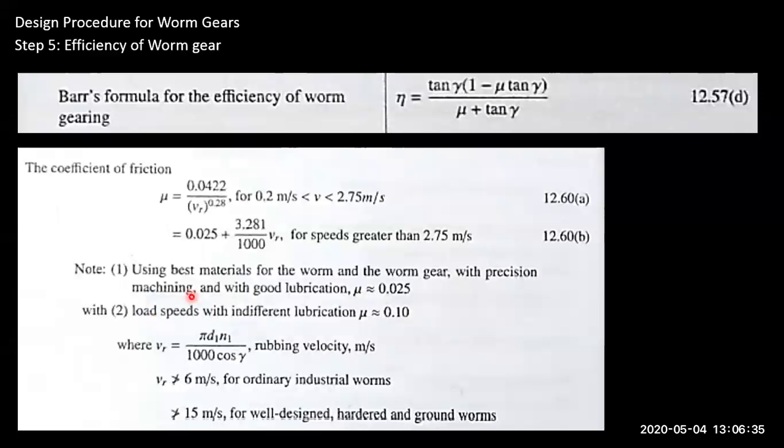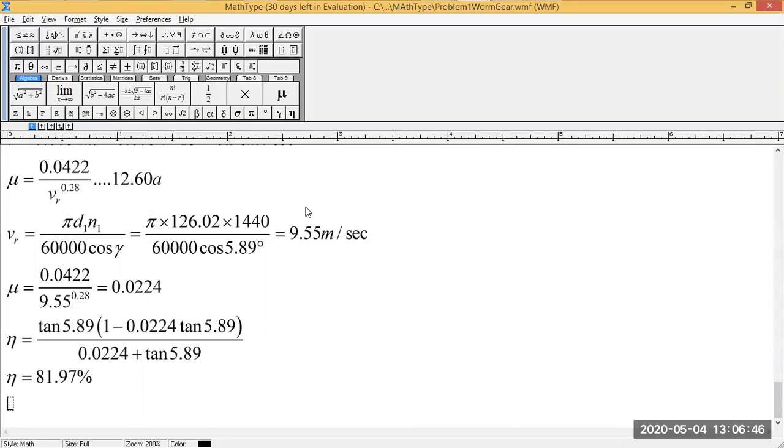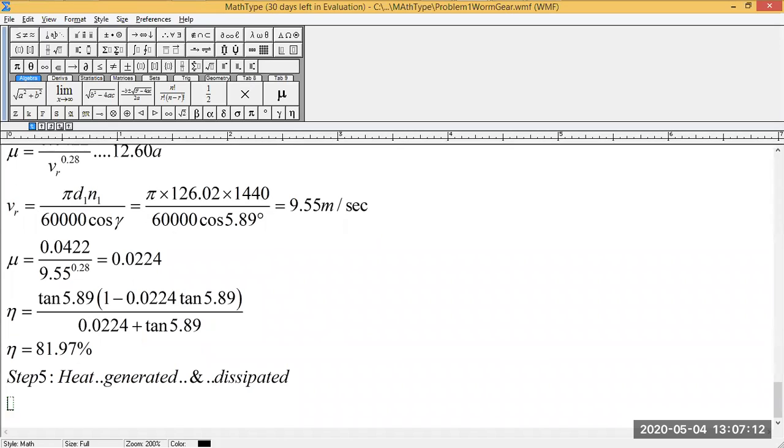Last step. Let's finish this problem off. Heat dissipation. Heat dissipation given by Q. This also has two parts. You need to find heat generated and dissipated. So step 5. This is heat generated and dissipated. We need to find both of them. So this is also split into two parts.